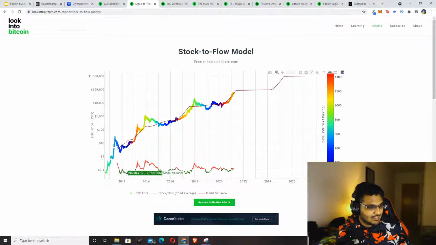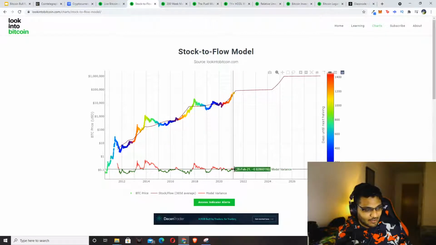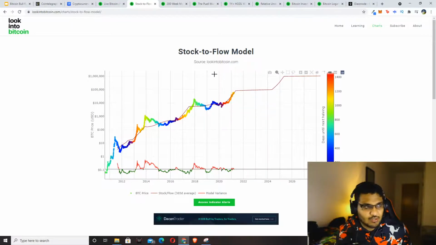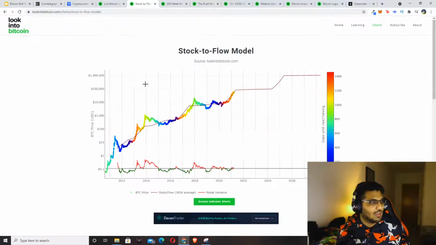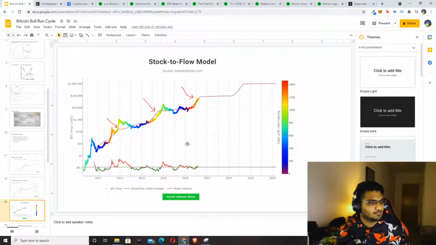And here you can see green versus red. And we know in the red portion here, we're now barely coming out of the red portions. So the question is, this here would be similar to here, I guess. And this here should be the run up like here. That's just one. So this is the stock to flow model, and you can find it on Look Into Bitcoin.